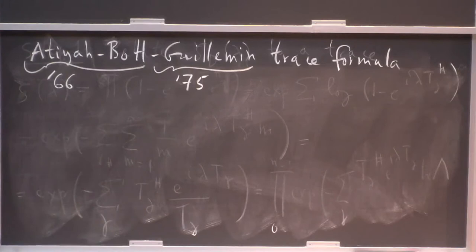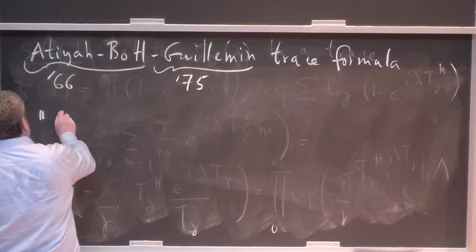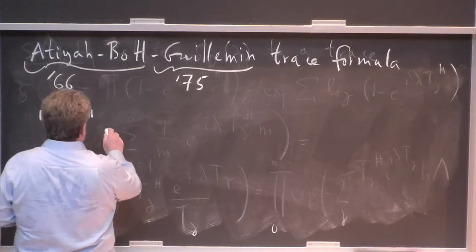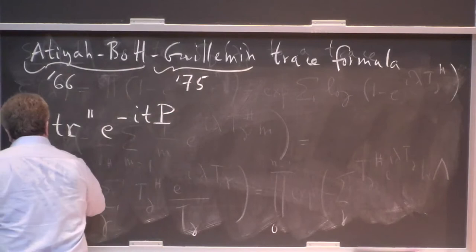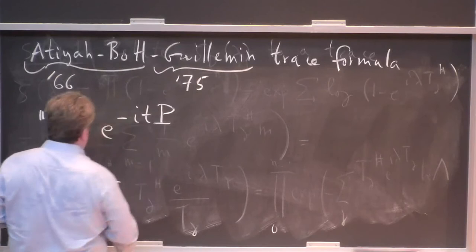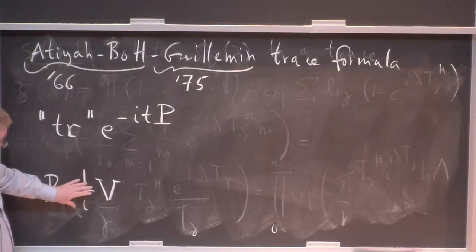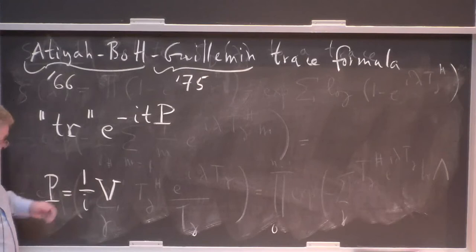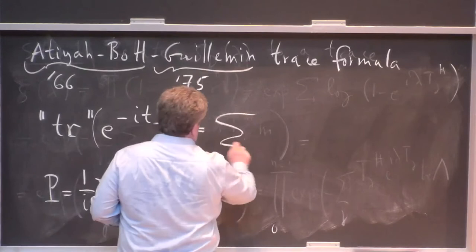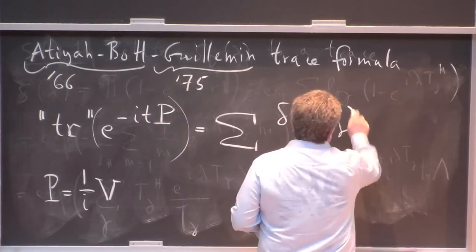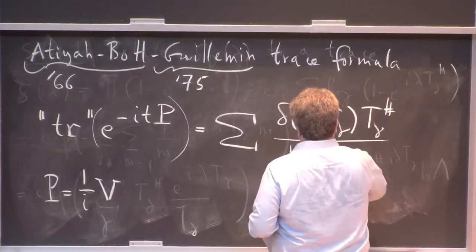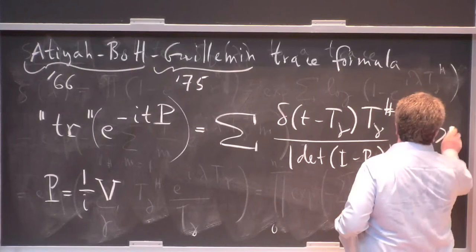So what does this trace formula say? It says the following thing. I put it in inverted commas because I have to explain what it is. The trace of e to the minus i tP. So you see, this is in my lecture yesterday. P is 1 over i, the generator of the flow. And I just write it like this because we are quantum mechanicians wannabe, so we always want to think about it as a quantum propagator. And if indeed there is a preserved volume, then this would be a self-adjoint operator. So the trace of this operator here, defined in some sense, is equal to exactly that formula over there, for t greater than zero, of course, in the sense of distributions.